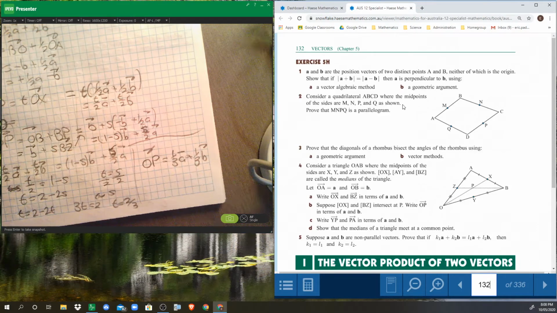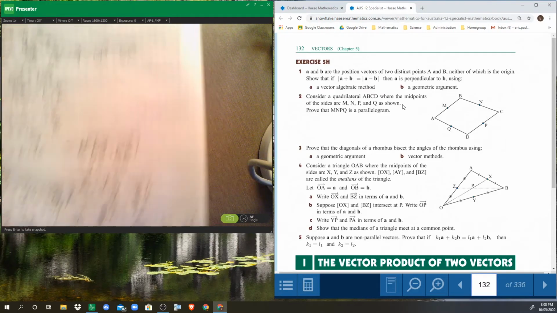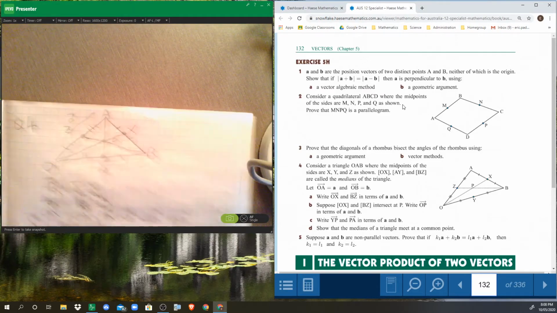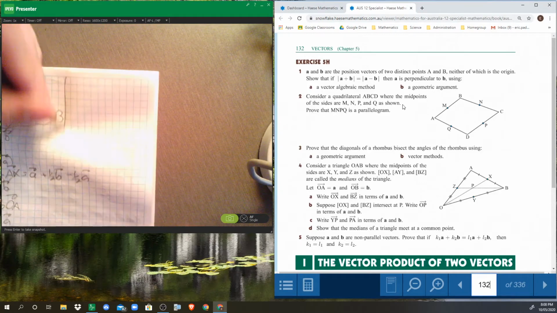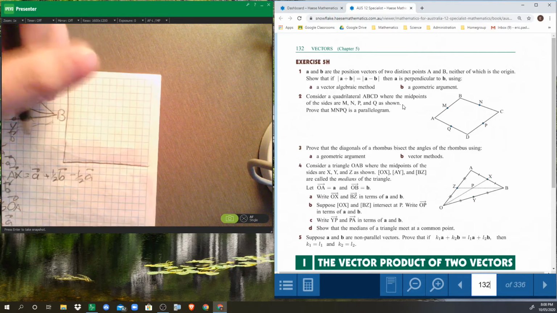Okay. Yep. So write YP and PA in terms of A and B. Well, I've got a position vector for P, and I can work out what those are. Let's have a try at that. I'm just going to bring that up here and just use this little bit of space.